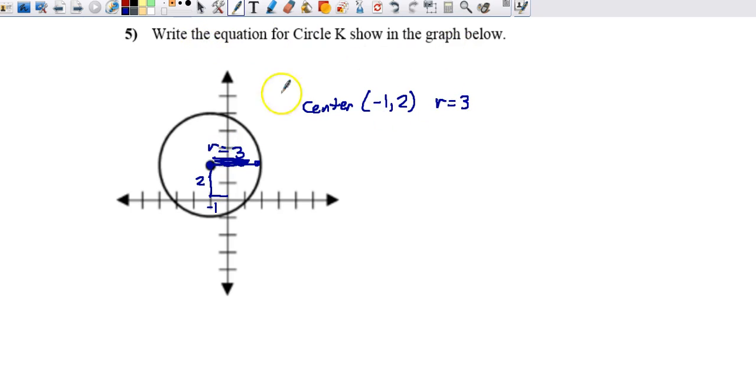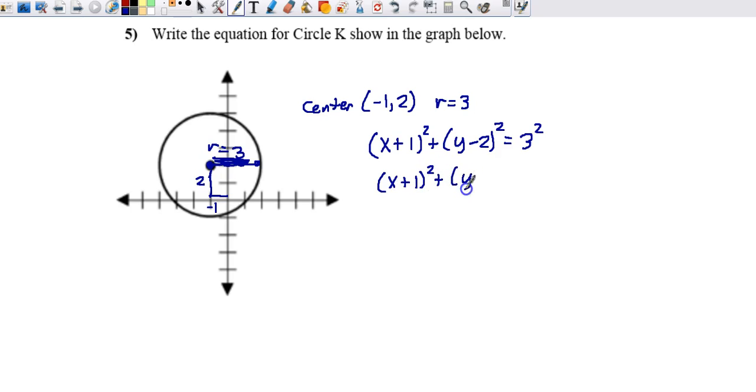So I have the circle, here's the center, here's the radius. So let's write the equation. So I'm going to plug it in. Remember, it's the opposite, x plus 1 squared plus y minus 2 squared equals 3 squared, which is 9. And there's number 5.